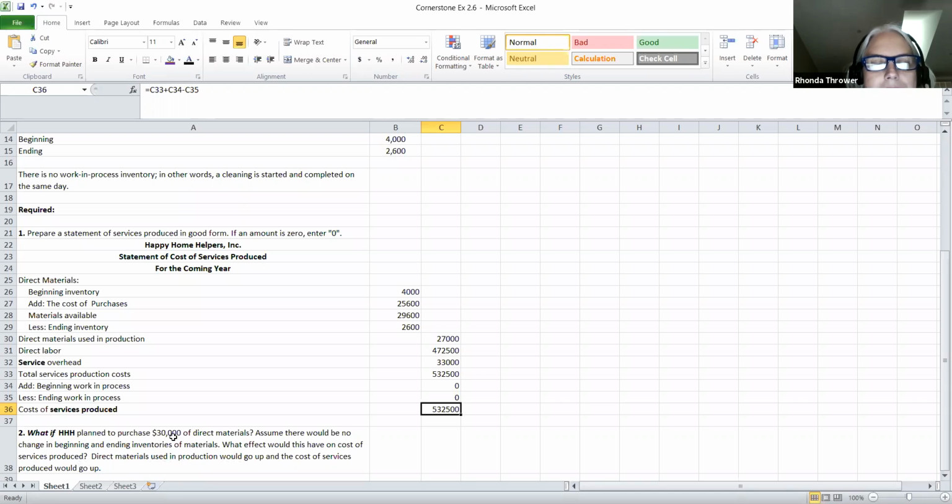It would go up by the difference between $30,000 and the materials purchases of $25,600. The difference between $30,000 and $25,600 would be the amount that the cost would go up.